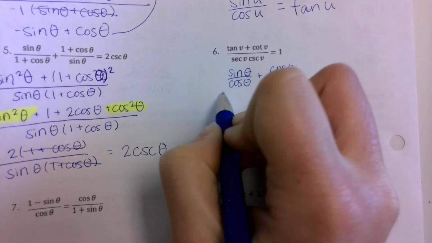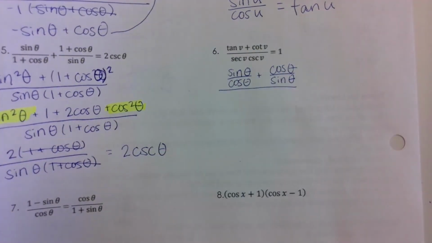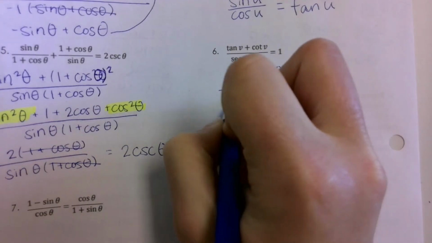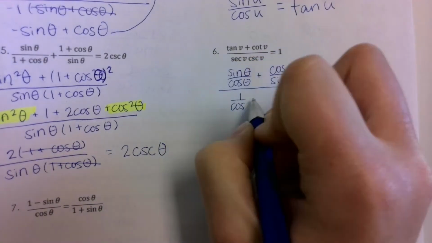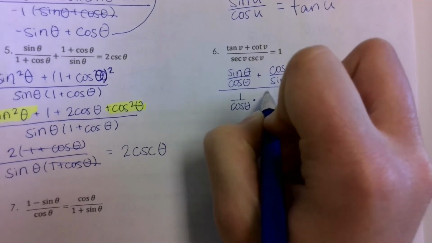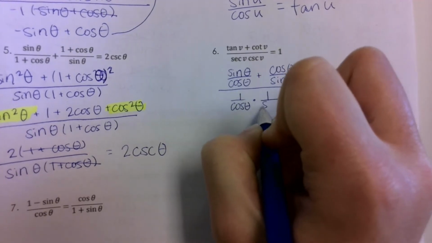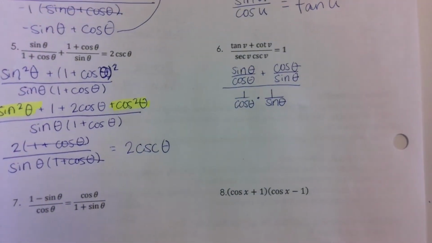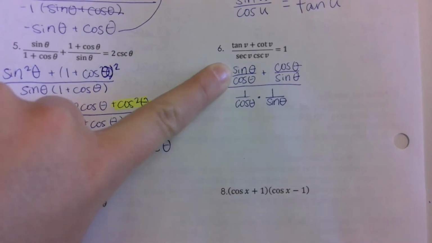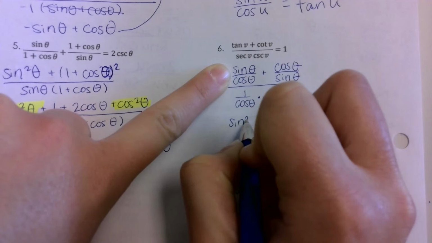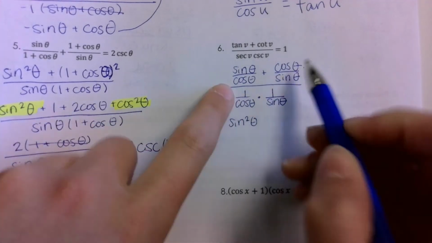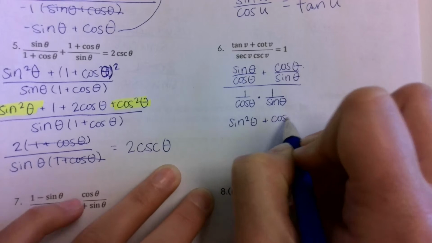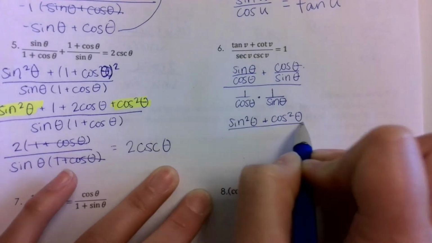And then on the bottom, we've got secant. What is secant? 1 over cosine, times cosecant, which is what? 1 over sine. There's a lot of stuff going on there. So in our numerator, what do we need to get? Common denominator. So you're going to multiply this one by sine, so that gives you sine squared, and multiply this one by cosine, so that gives you cosine squared. And on the bottom, you're going to have sine times cosine.